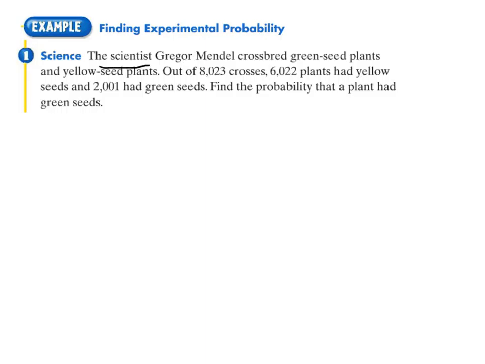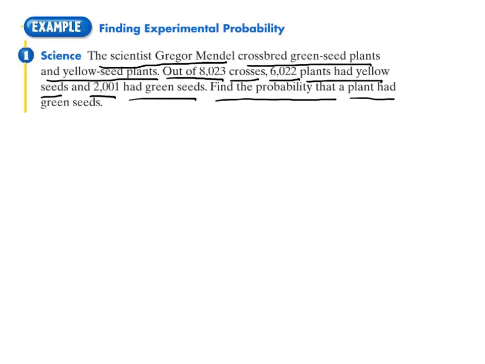The scientist Gregor Mendel crossbred green seed plants and yellow seed plants. Out of 8,023 crosses, 6,022 plants had yellow seeds and 2,001 had green seeds. Find the probability that a plant had green seeds. So we are finding the probability of green.